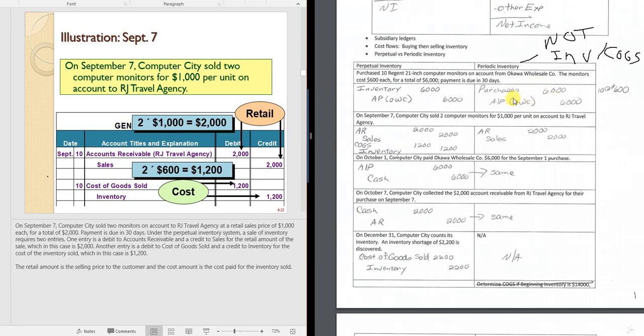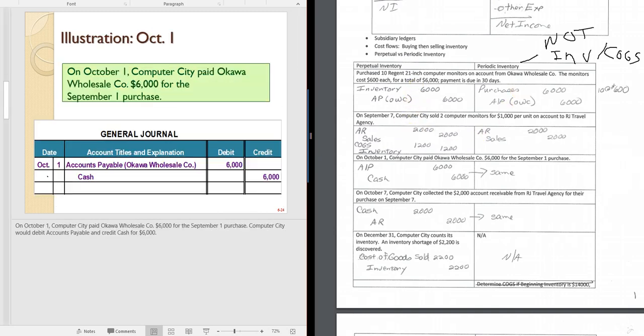So when we get into internal control and trying to prevent theft and checking for theft, you can see that on September 7th, I could go out and count my computers, and there better be 8 out there, because I bought 10 and sold 2. Under a periodic system, I don't know how many is supposed to be out there. So this one has better control.